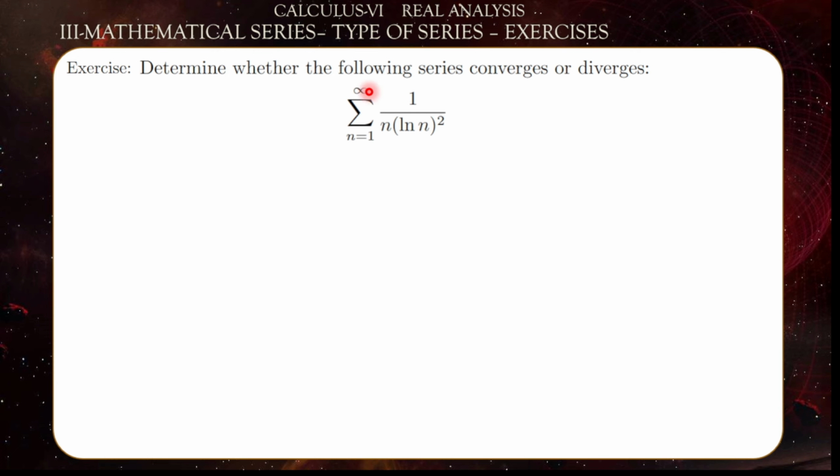Okay, determine whether the following series converges or diverges, which is sigma from 1 to infinity of 1 divided by n multiplied by ln squared. Okay, again, you can pause the video and try to solve it first before getting into the solution.